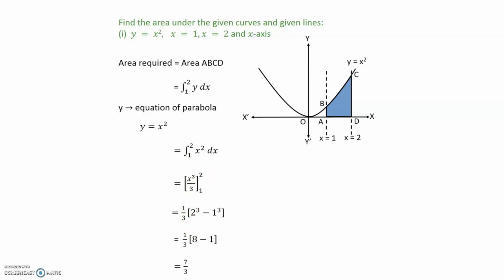It is exactly x cube upon 3, lower limit 1, upper limit 2. The 1 upon 3 remains the same. We put the upper limit 2 cube minus 1 cube. And 1 upon 3 we take common: 1 upon 3 times 8 minus 1. So 8 minus 1 is 7. The final answer is 1 upon 3 into 7, that is 7 upon 3 square units.